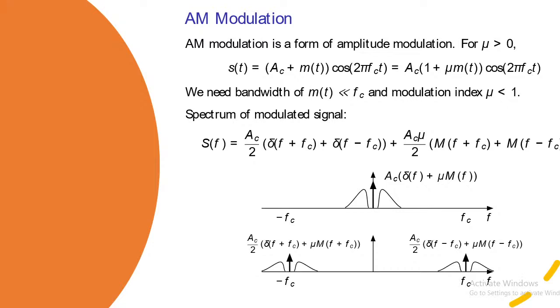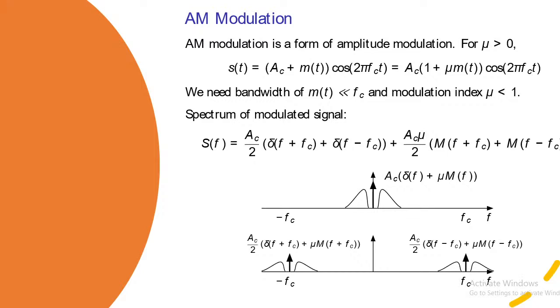The top spectrum shows Ac delta(f) plus mu Ac M(f). Delta f is an impulse function at the origin, the baseband origin. So f equal to 0 is where it exists, otherwise it will not exist. At f equal to 0, you can see a bold arrow indicating Ac delta f. The amplitude of that arrow is Ac. Then around that we have mu times Ac M(f). Those two triangle-like things are Ac times mu times M(f). That is the original signal.